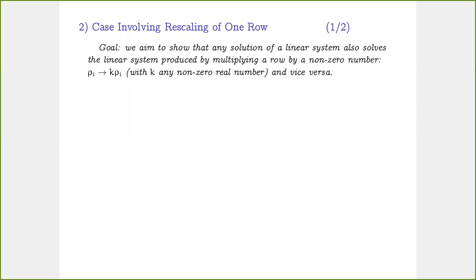Then we're going to start with a similar goal to the first case. We aim to show that any solution of a linear system also solves the linear system produced by multiplying a row by a non-zero number. That's the row operation rho sub i equals k times rho sub i, with k any non-zero real number, and vice versa. That is, that the second system has the same solutions as the first one.